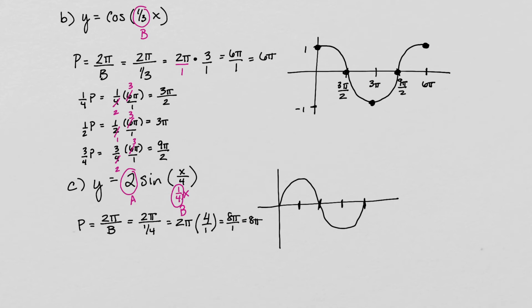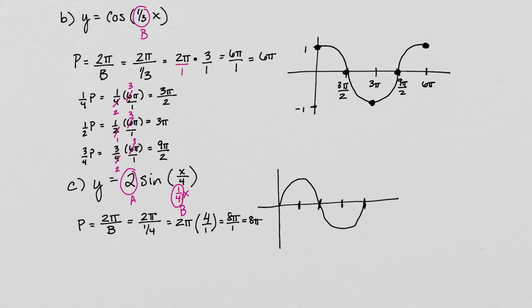Okay, after solving for P, why do I put 1/4 P? The reason I figure out the 1/4 P, the 1/2 P, the 3/4 P, is because I'm trying to figure out what these 4 labels are. This one here is 1/4 of P, this one here is 1/2 of the period, this is 3/4 of the period, and then this is the whole entire period itself. So that's why I figured those out, so I know what to put on these labels here.